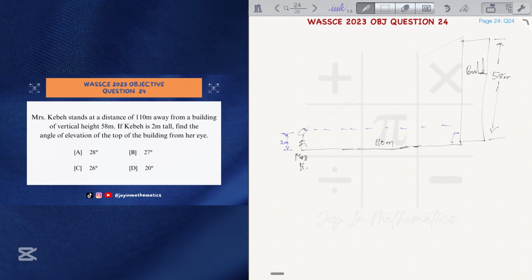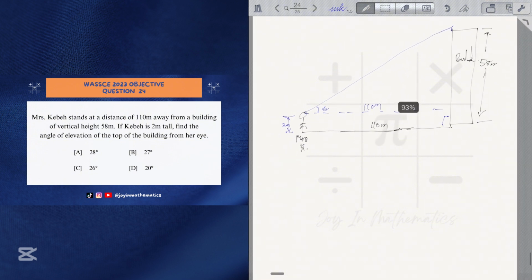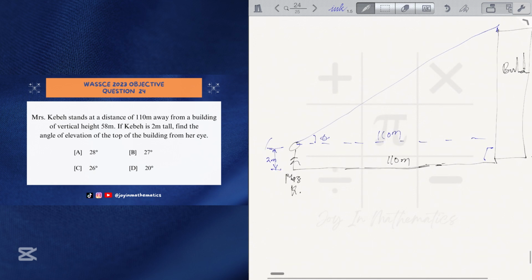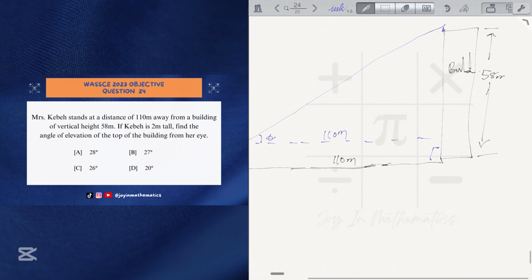Just assume here theta. Now there is an increase in height of Mrs. Kibe, so definitely the distance between her and the building is still 110 meters. However, the height of the building will be reduced by 2 because of the increased height here. So from here to here would now be 56 meters.